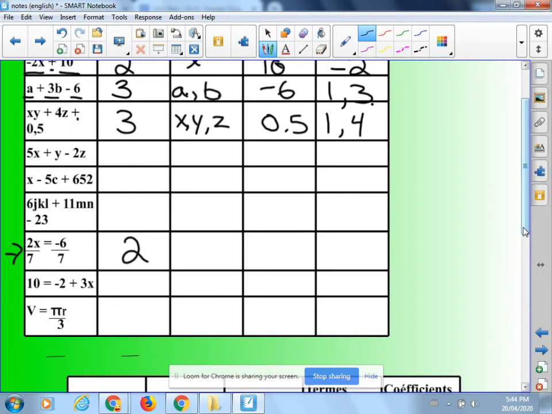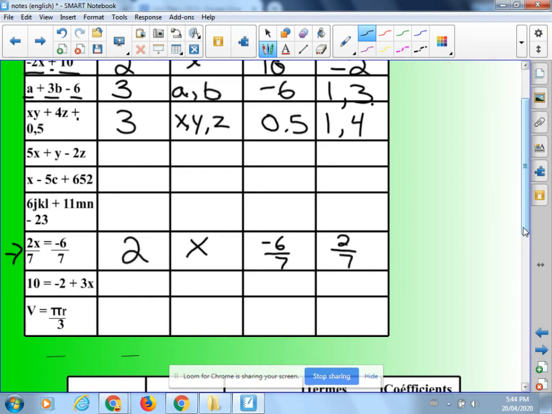My variable in this case is an x. Then I'm supposed to have my constants. So my constant, not next to a variable, is negative 6 out of 7. If it's a fraction, I'm going to leave it as a fraction. And the other side, my coefficient that goes with it, next to my variable, is 2 out of 7.